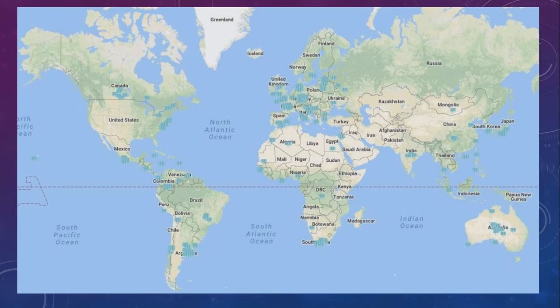So what does this look like? Well, like I was saying, the most prominent one is right here in the middle of the Atlantic Ocean. And it doesn't look like a whole lot of anything because it's at the bottom of the ocean. If you took a submarine down there, you would see a lot of volcanic activity.